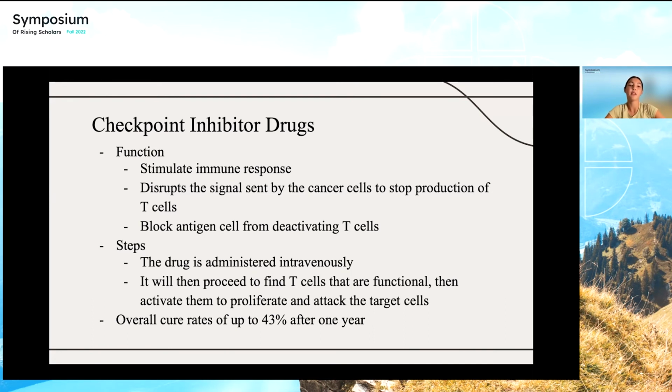The first step is administering this drug into the patient intravenously. The drug will then proceed to find T cells that are functional, then activate them to proliferate and attack the target cells. This type of therapy has overall cure rates of up to 43% after 1 year.